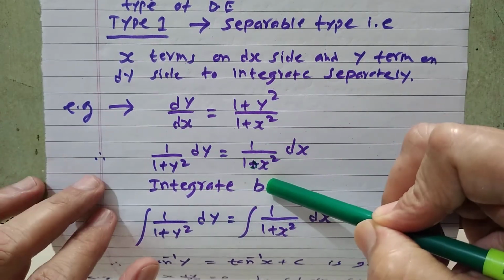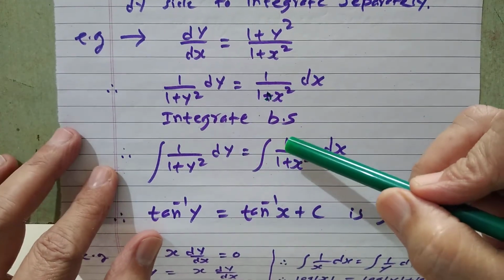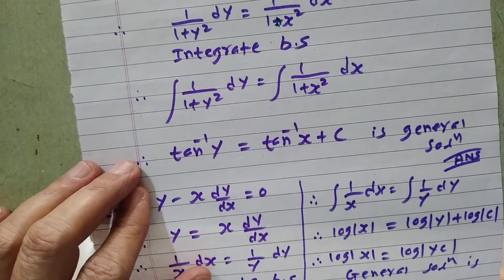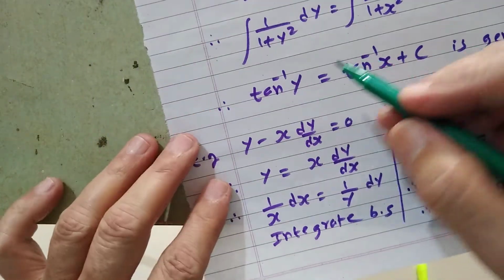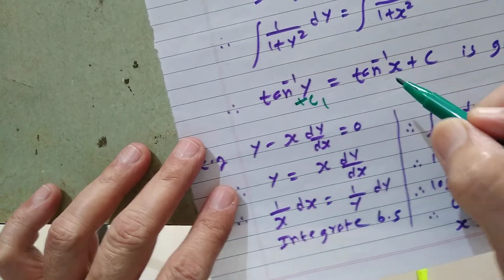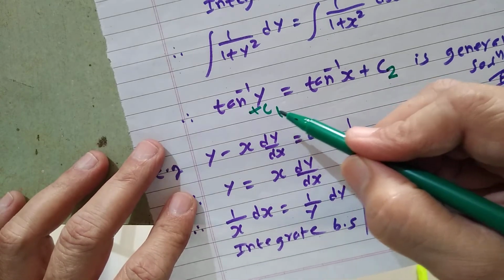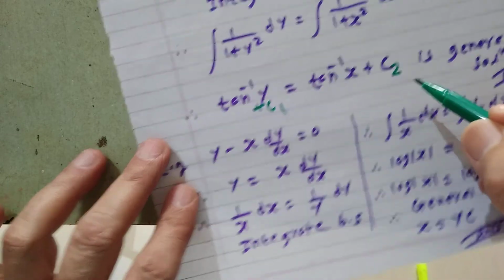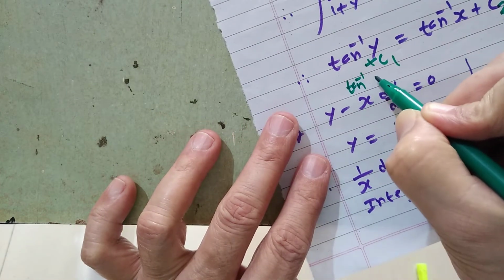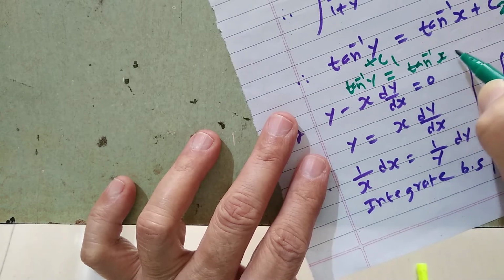Now integrate both the sides separately. Integration of 1 upon 1 plus y square dy is equal to integration of 1 upon 1 plus x square dx. Now write down only one constant on any one side, because if you write the constant on both sides as tan inverse of y plus c1 and tan inverse of x plus c2, then in the next step c1 transported to the right hand side will be c2 minus c1, which is only one constant, so that the final answer will be tan inverse y is equal to tan inverse x plus c.